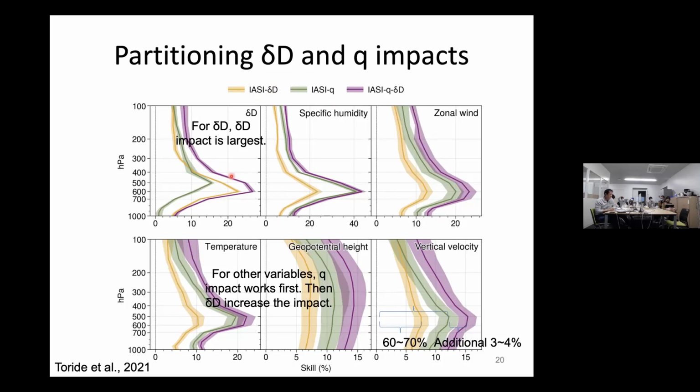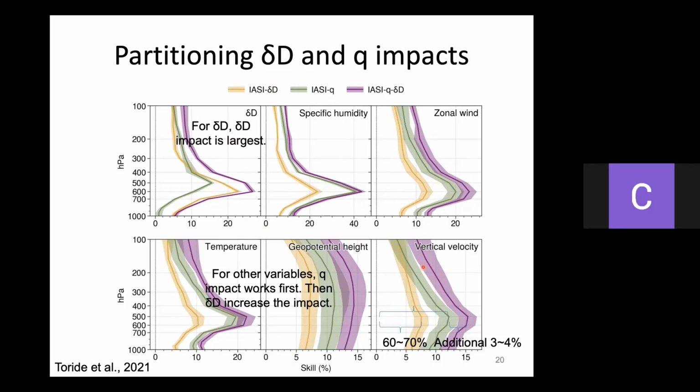And then the important message here is almost the same, that for delta D, actually, telling delta D is the straightforward and then having the biggest impact by yellowish color. But other quantities like specific humidity with zonal winds and the vertical velocities, in those cases, green is larger than yellow. Means humidity constrains the meteorological field better than delta D.